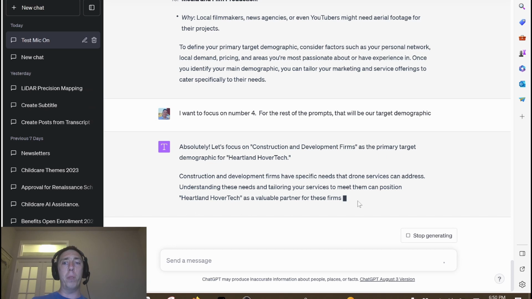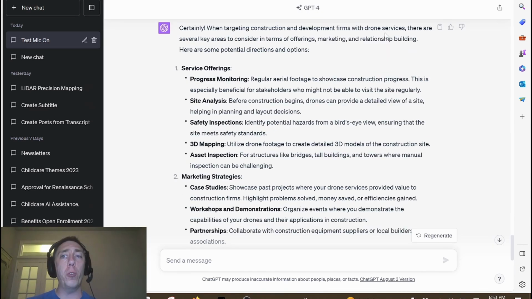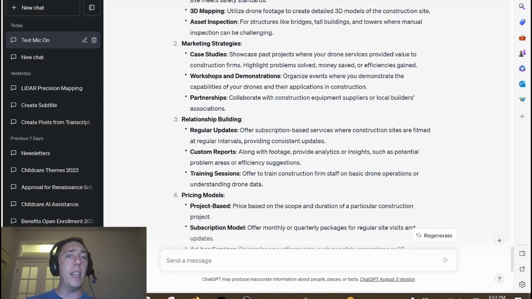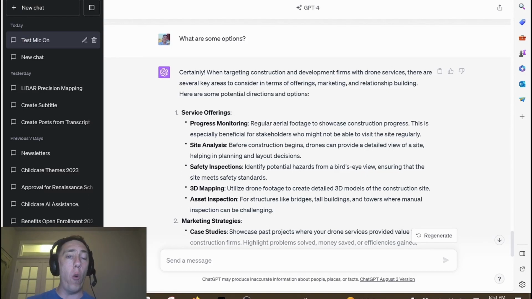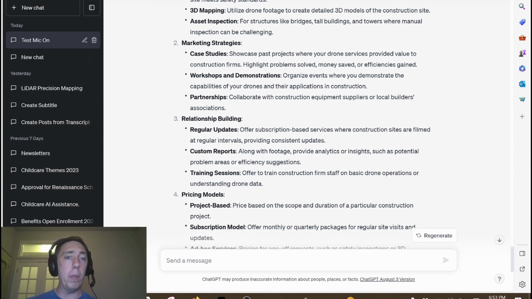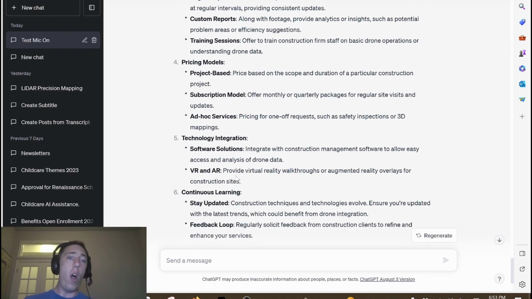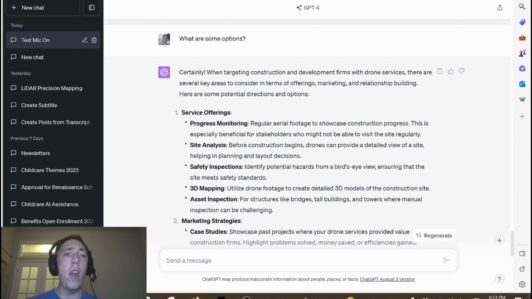construction and development firms. When targeting construction and development firms with drone services, there are several key areas to consider in terms of offerings, marketing, and relationship building. These are some potential directions and options. So what it's telling us is basically these are some different things that it can think of, and we need to essentially pick which types of services, marketing strategies, relationship building strategies, and pricing models, all these different things, we are going to be working on for our business.